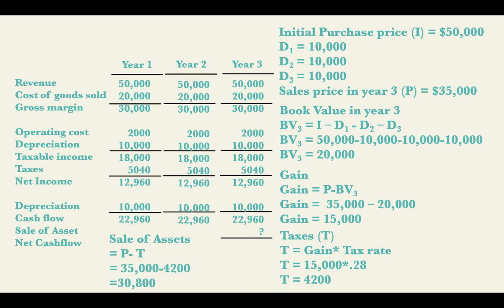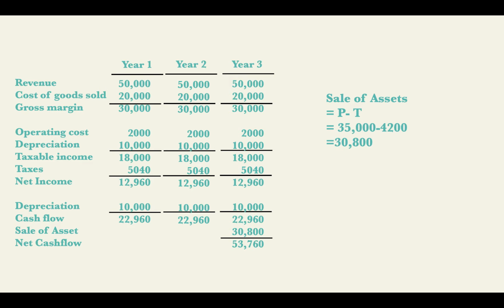So the cash from the sale, though, is the sales price minus the taxes. So the gain was just calculated in order to get us taxes, but the cash is really the amount somebody paid for it minus what we had to pay in taxes. So the cash from the sale, or the after-tax salvage value in year 3, is going to be $30,800. So I'm going to go ahead and put that in year 3. And then we have the net cash flow in year 3 went from $22,960 to $53,760 now.